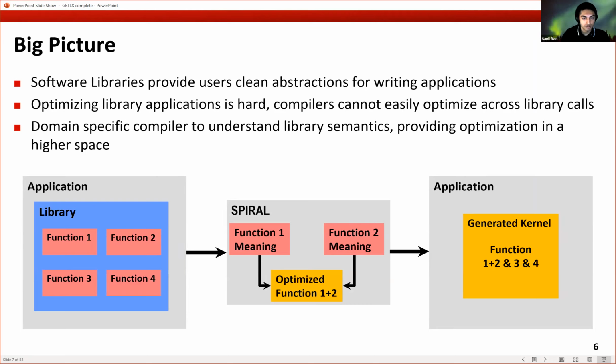And just to give some more context here with this diagram, basically, Spiral will understand that we can create an optimized version of two functions and then pass that along to the application and replace those function calls with our more optimized kernel.